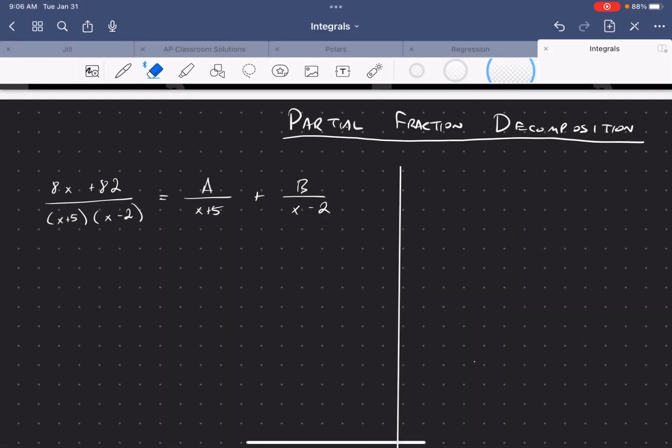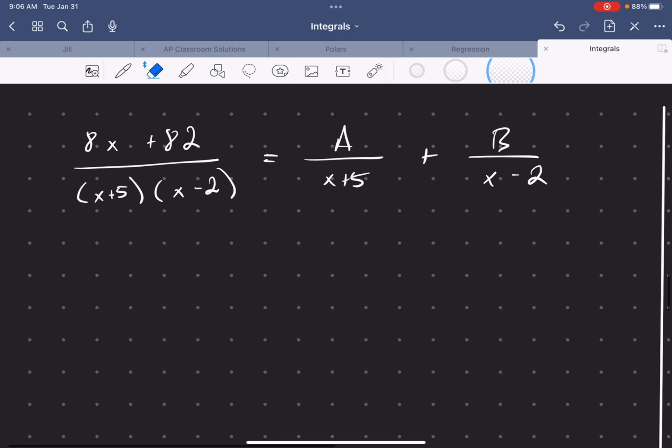Okay, so here is where partial fraction decomposition comes from. Let's say we're trying to solve this problem.